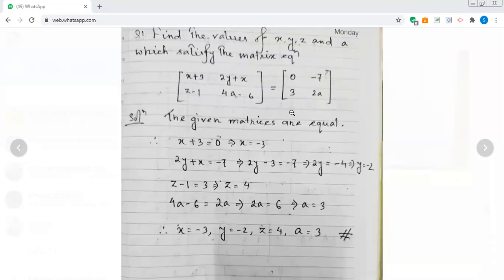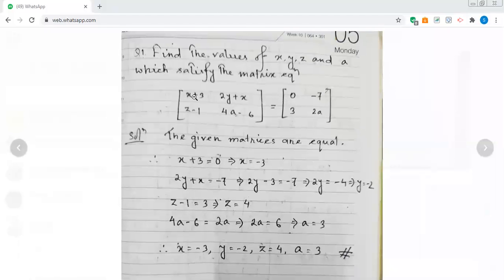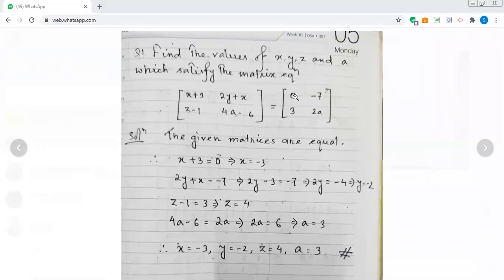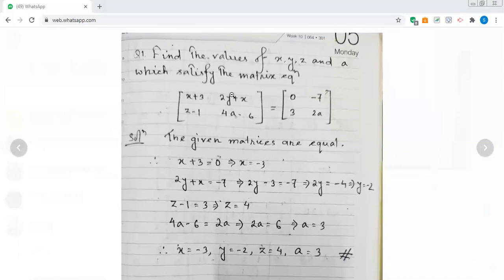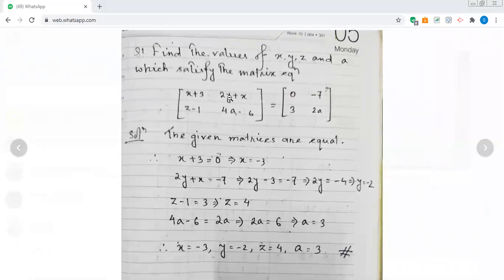So in this way, we can find the values of the unknowns which are placed in the matrix equation. Now, we have got these four values, and you can check whether these values of the unknowns are right or wrong. How? You just put the values in the matrix equation. x equal to -3. If you put it in this matrix equation, you can see -3 plus 3 is 0, so 0 is equal to 0. Y equal to -2, put it over here. 2 into -2 is -4, plus the value of x, -3. So -4 plus -3 is -7.